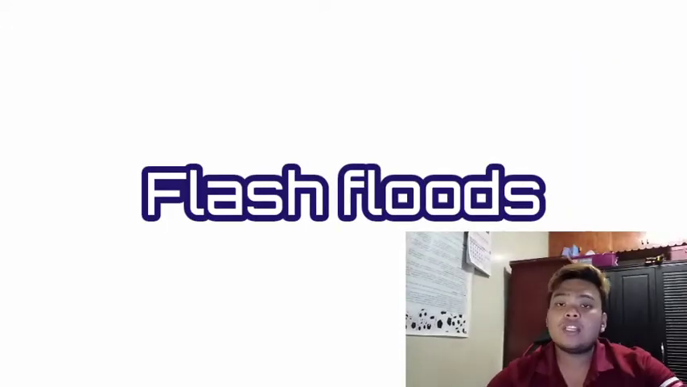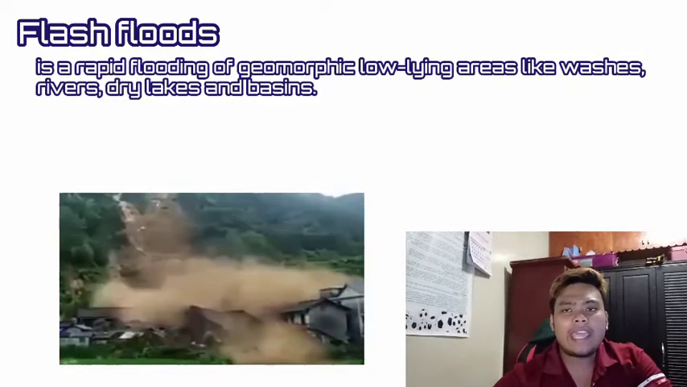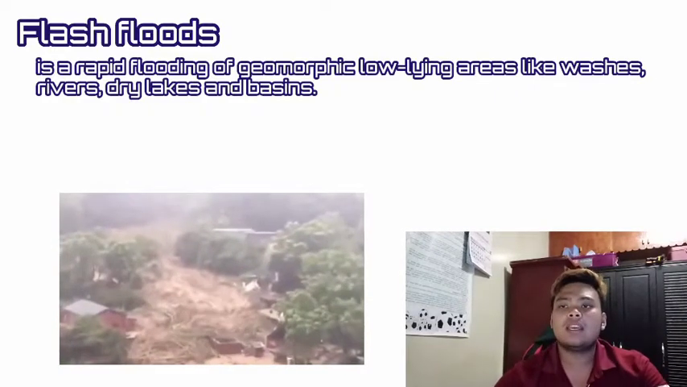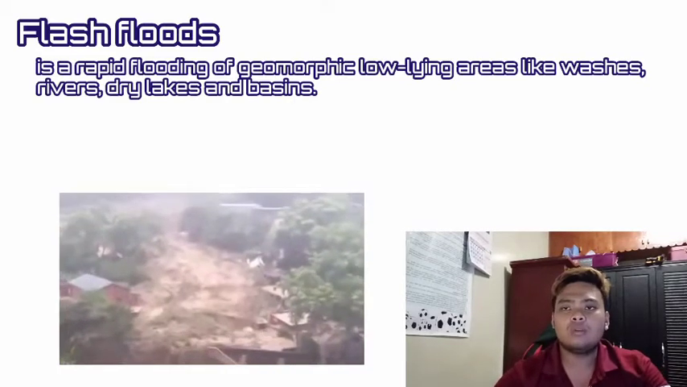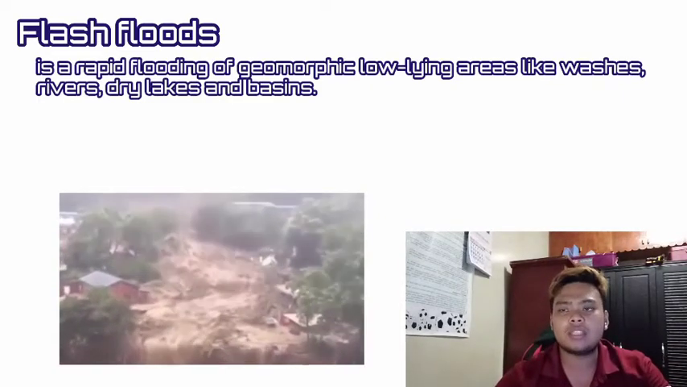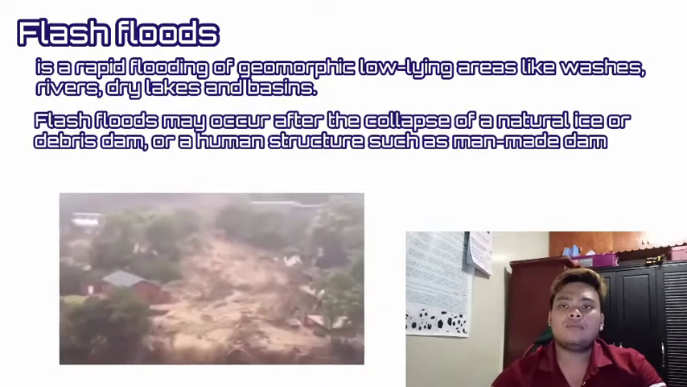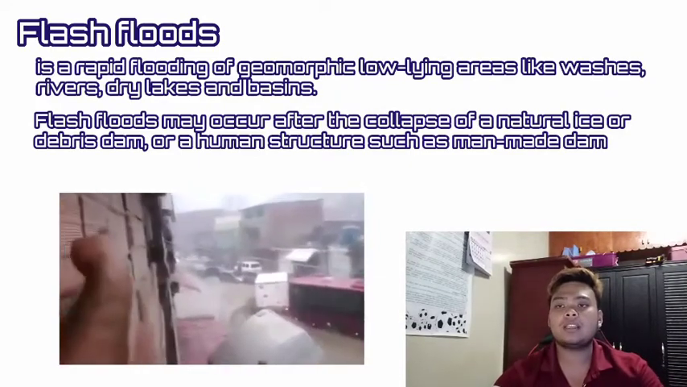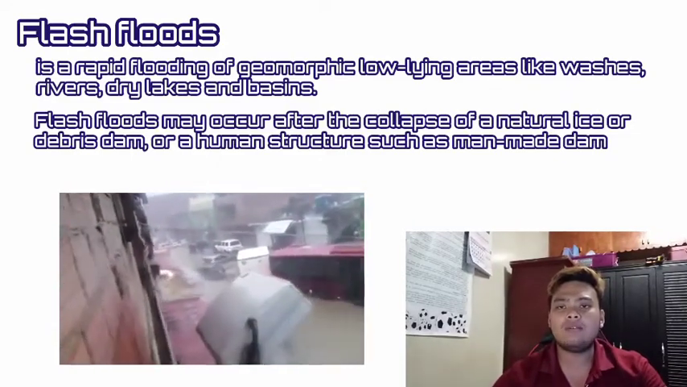Next is flash floods. A flash flood is a rapid flooding of geographic low-lying areas like washes, rivers, dry lakes, and basins. Flash floods have very fast speeds, can roll boulders, tear out trees, destroy buildings, and obliterate bridges. Flash floods may occur after the collapse of a natural ice or debris dam or a human structure such as a man-made dam. Flash floods are distinguished from regular floods by a time scale of less than 6 hours.